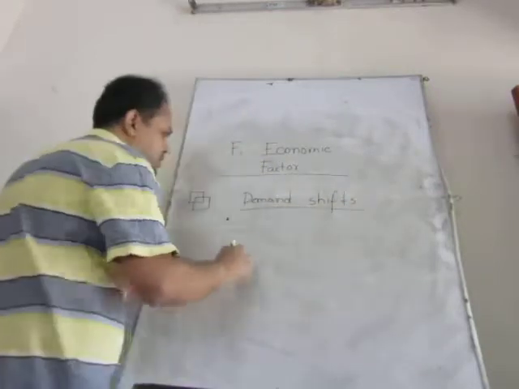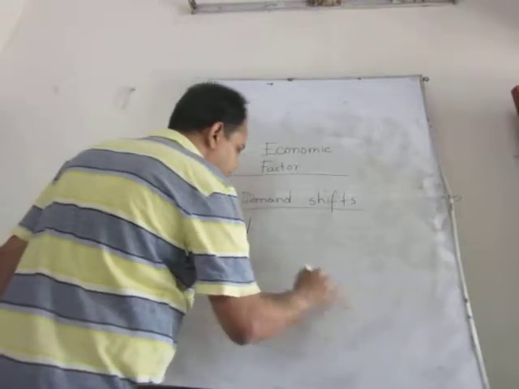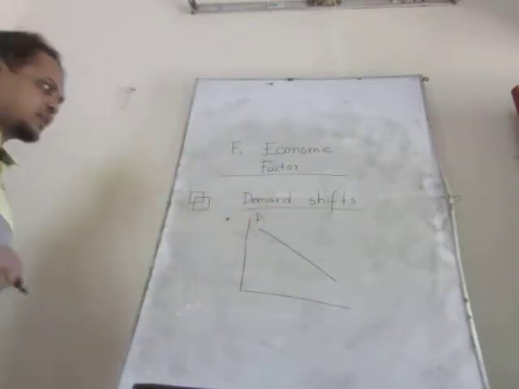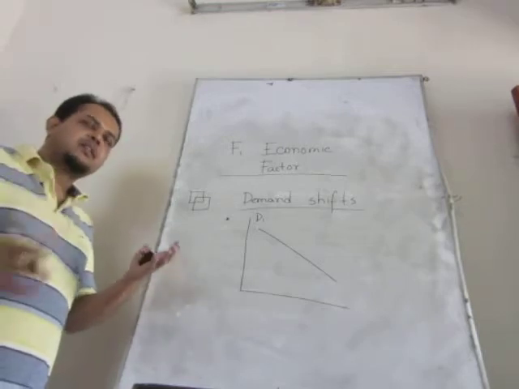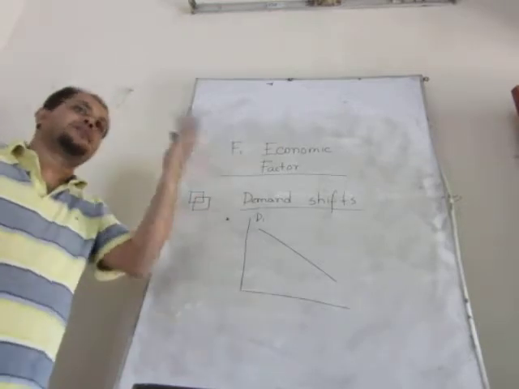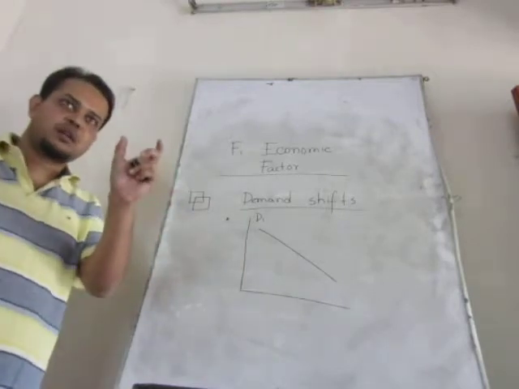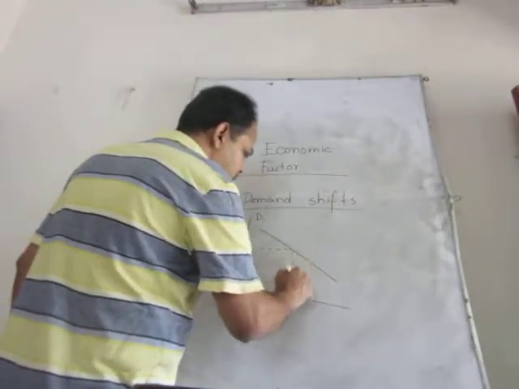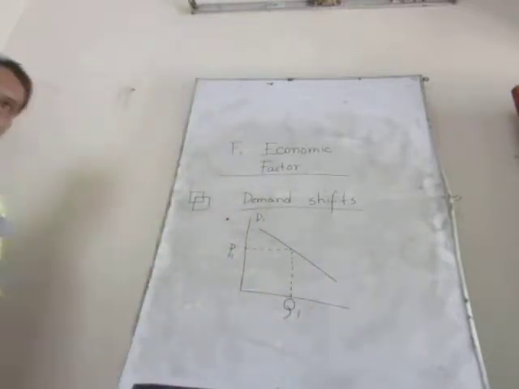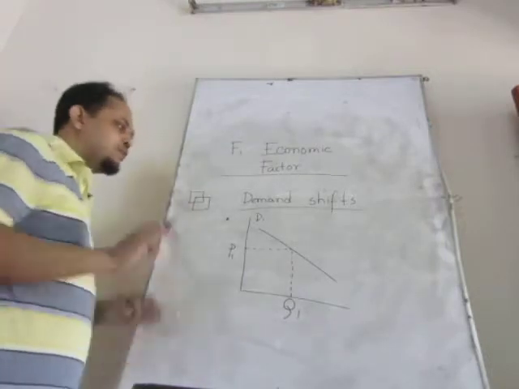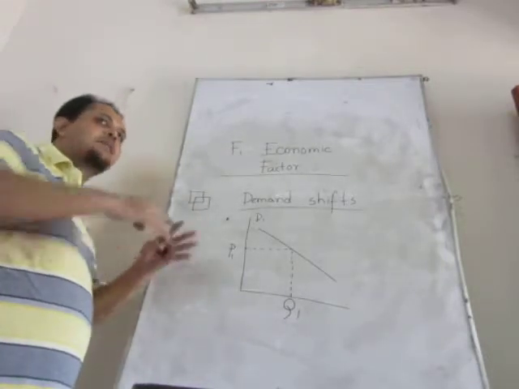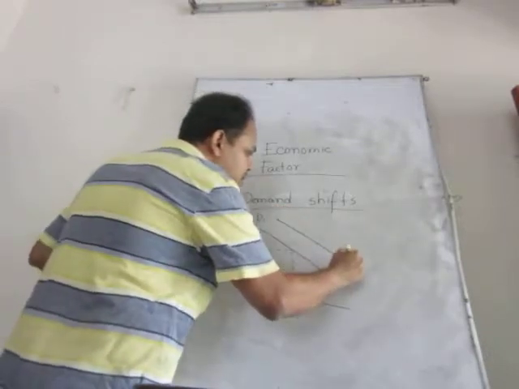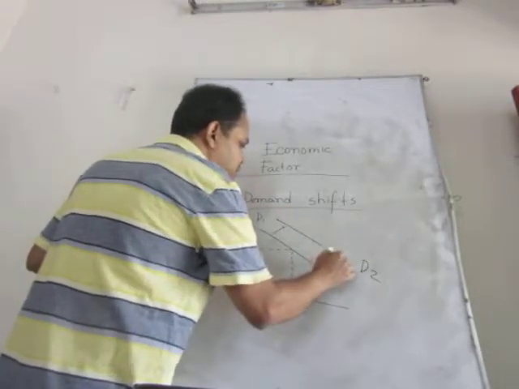Demand shifts. Suppose, as for example, this is your initial demand line. For example, the disposable income of the society somehow rises. We have already discussed that income can affect demand. So at this price, P1, your quantity demanded was this much, right? Now for some reason the disposable income of the society has risen. Obviously demand will increase. Here the demand will increase to this line, the D2 line. How much?